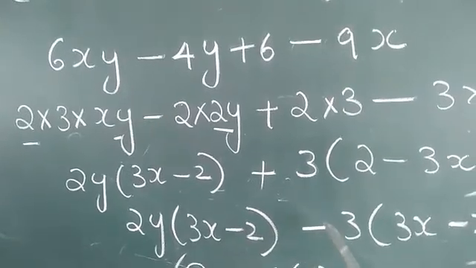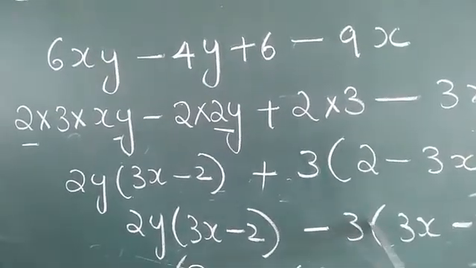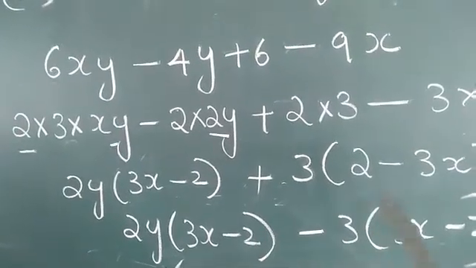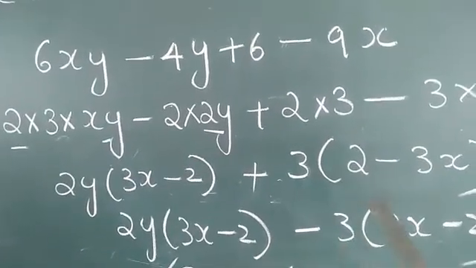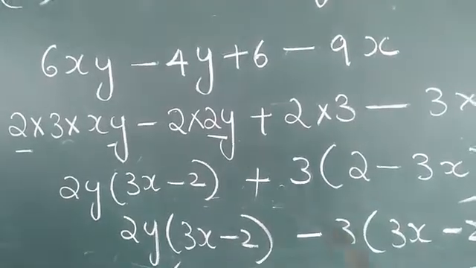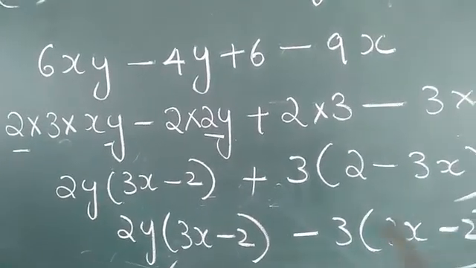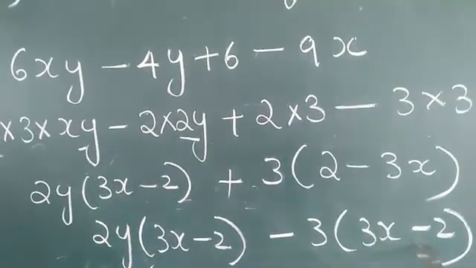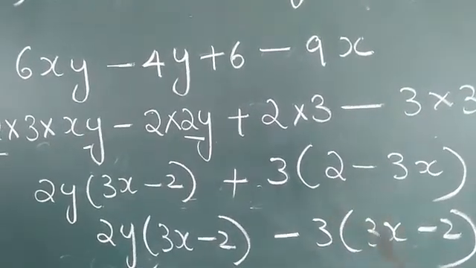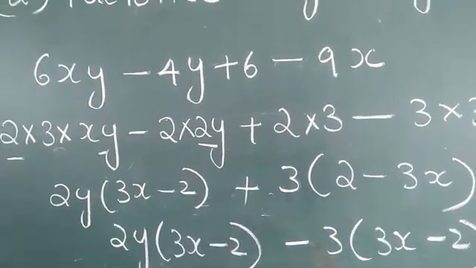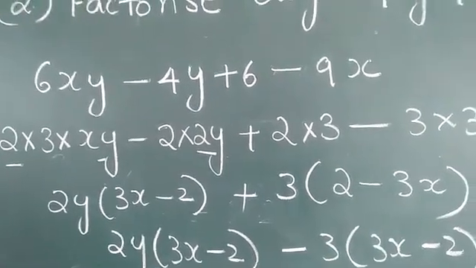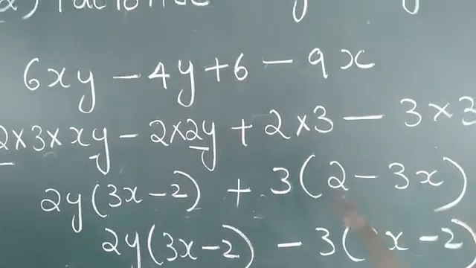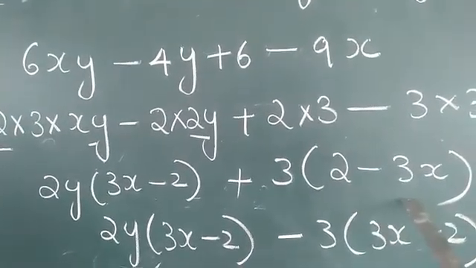That means we are dividing by minus 1. So this plus 3 will become minus 3. Minus we put outside. Then minus outside, then minus 3x becomes plus 3x. Plus 2 becomes minus 2. From the bracket, if we are taking negative outside, the sign of these two terms will change.